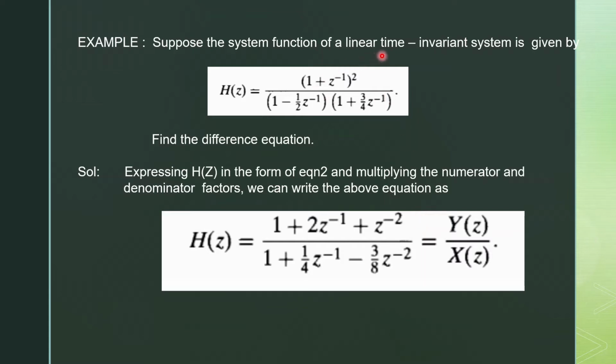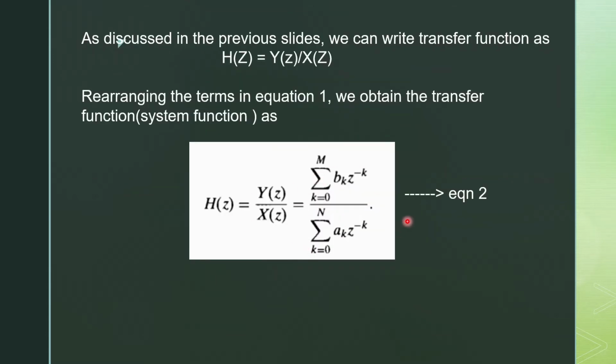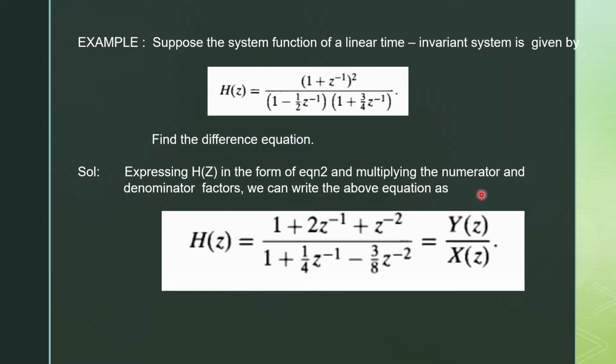Suppose the system function of an LTI system is given by H(z) equal to (1 plus z inverse) whole square divided by (1 minus 1 by 2 z inverse) into (1 plus 3 by 4 z inverse). We need to find the difference equation for this. Let's express this H(z) in the form of equation 2, and multiply the numerator and denominator factors. We can write the above equation as H(z) equal to 1 plus 2 z inverse plus z power minus 2 divided by 1 plus 1 by 4 z inverse minus 3 by 8 z power minus 2, that is equal to Y(z) by X(z).